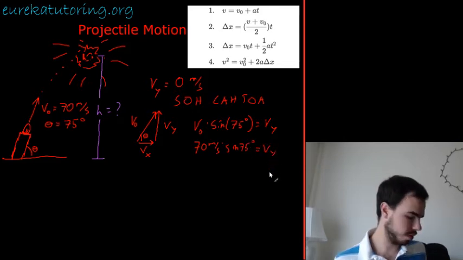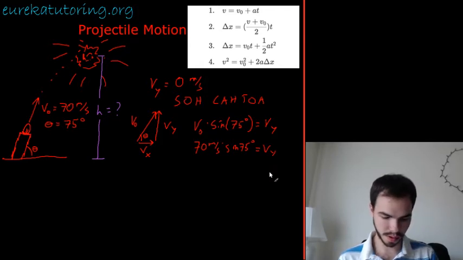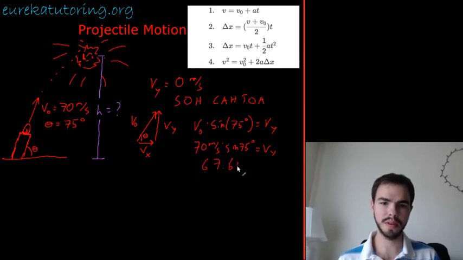We're just going to do that really quick. That is going to be 67.6 meters per second, which equals our initial Vy. So this is right when it launches out. That's its y velocity.